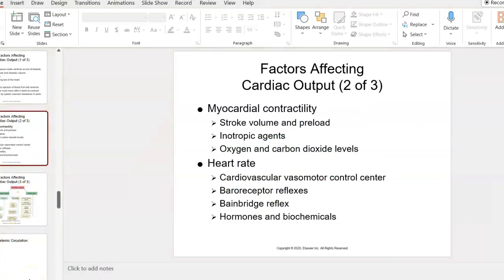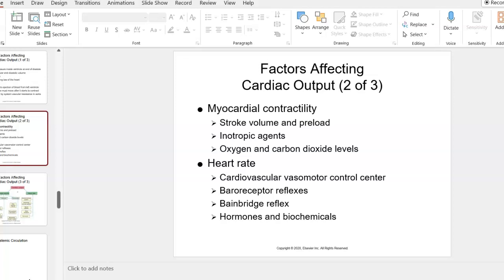Okay, Bainbridge reflex is when the heart rate increases in response to a rise in atrial pressure. This usually happens when the body senses decreased cardiac output, and its response in an effect to increase that cardiac output, it'll increase atrial pressure as well as heart contraction or heart rate.